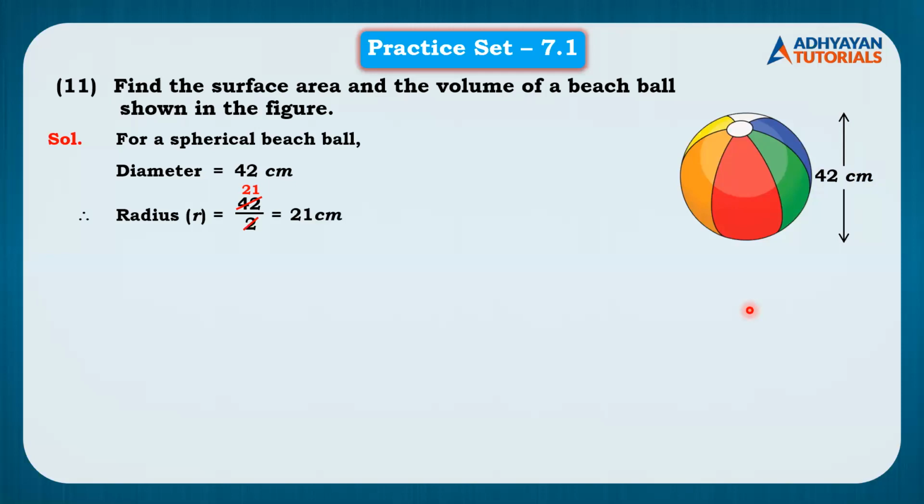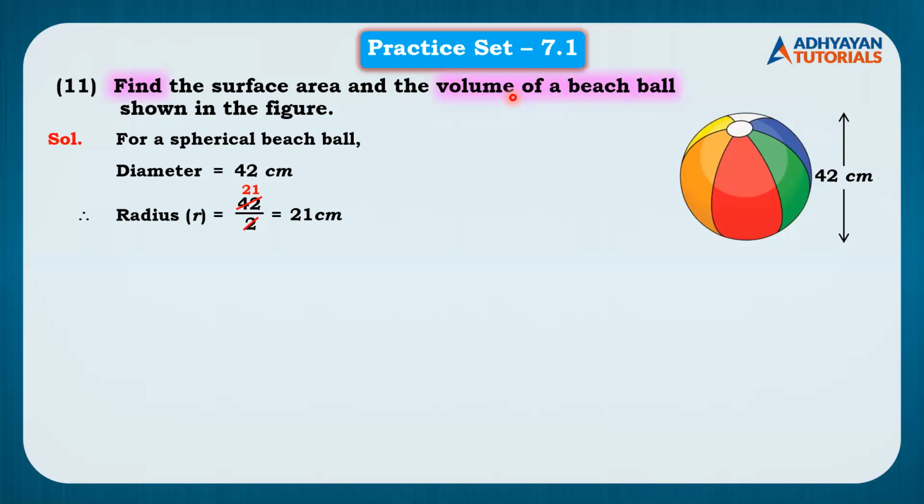So diameter was given to us. From diameter we have found out radius. Now students, tell me, what are we supposed to find out in this sum? Yes, very good. In this sum, we are supposed to find out two things. We have to find out the surface area and we have to find out the volume of the beach ball. Is it clear to all of you? Now here, we can find out surface area first and then volume, or we can find out volume first and then surface area. It is all up to us. Is it clear to all of you? Here, we are finding out volume first.